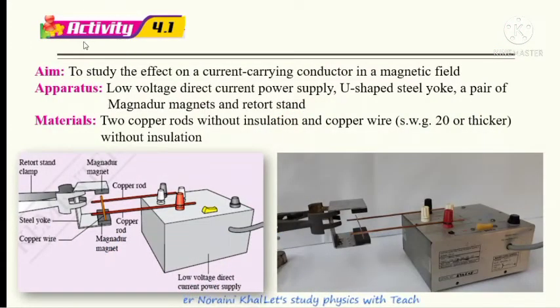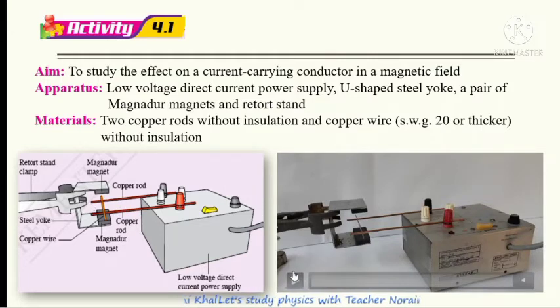Let's look at Activity 4.1. The aim of this activity is to study the effect on current carrying conductor in a magnetic field. Apparatus required: low voltage DC power supply, U-shaped steel yoke, a pair of magnets and retort stand. Materials: 2 copper rods without insulation and copper wire also without insulation, or we call it bare copper wire.